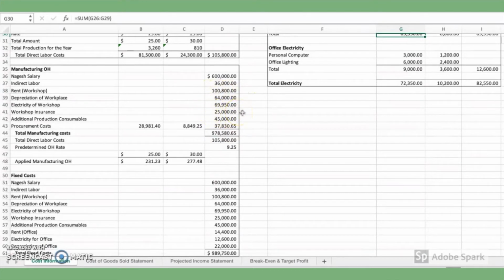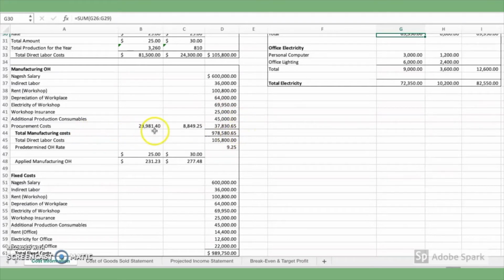So then we also have a workshop insurance and then additional production consumables, which was given to us, so we include that because, again, that is also pertaining to our production. So just because it's not specifically working on creating the unit, we have this workshop insurance that's going to be included because it's part of the production process.